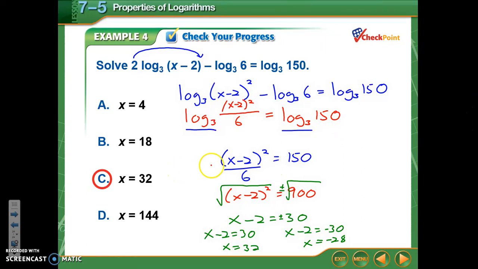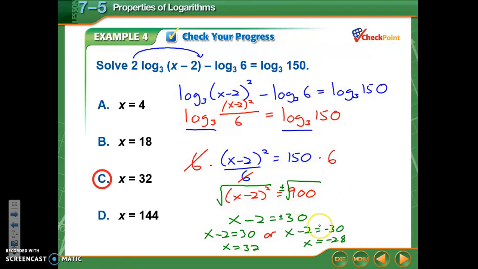To get from this step to the next one, I multiplied both sides by 6. So on this side, the 6 is divided out to 1, and on this side, I got 900. And then since this is x minus 2 quantity squared, I don't need to worry about multiplying it out or anything. I can just take the square root of both sides, just like we used to do in completing the square or anything like that. So I get x minus 2 equals plus or minus 30. So here I end up with 2 answers. X minus 2 could equal positive 30, or x minus 2 could equal negative 30. If x minus 2 equals 30, then x equals 32. And if x minus 2 equals negative 30, then x equals negative 28.